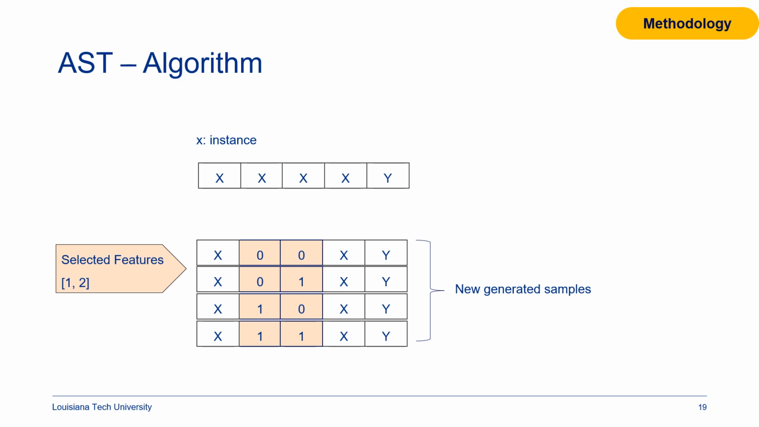To illustrate how the adversarial sampling technique works, we created an example of a dataset that is made of instances of 4 features, each of binary values.